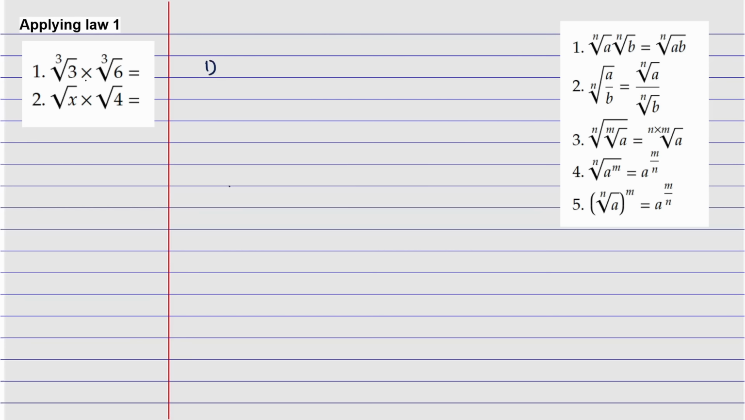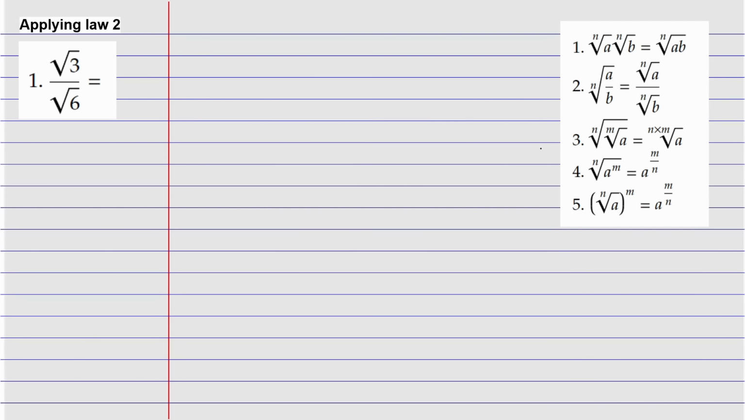So number 1, since this and this are the same, we can basically put it in one big root and say 3 multiplied by 6. And you're going to get the fact that 3 multiplied by 6 is the same as the root of 18. So that's how you would do it, right? And number 2, do you see that it is the square root and square root? So it's common. So this is going to be the square root. Then you're going to say x multiplied by 4, which is going to give you the square root of 4x, right? So that's how you would solve the two equations.